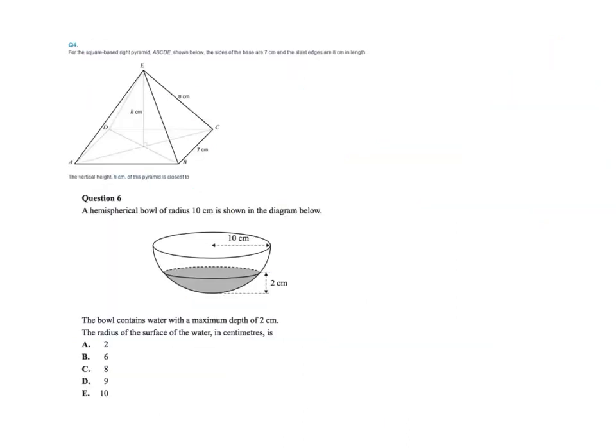All right, so let's have a look. We've got a square-based pyramid, which they've called the alphabet, shown below, and the sides of the bases are 7 centimeters and the slant is 8 centimeters. The vertical height of the pyramid is closest to. So if we first look at what we want, the triangle that we would use here to find the height is going to be that triangle there. Okay, so if I look, I'm just going to colour that one blue.